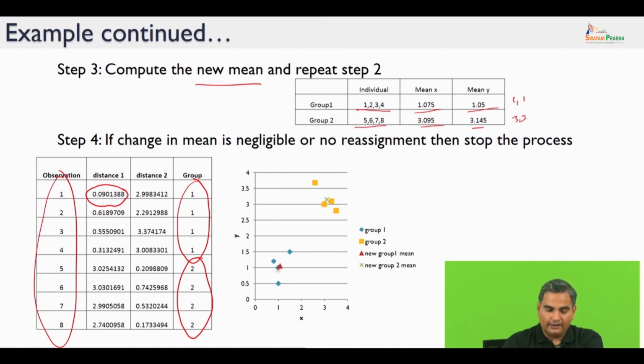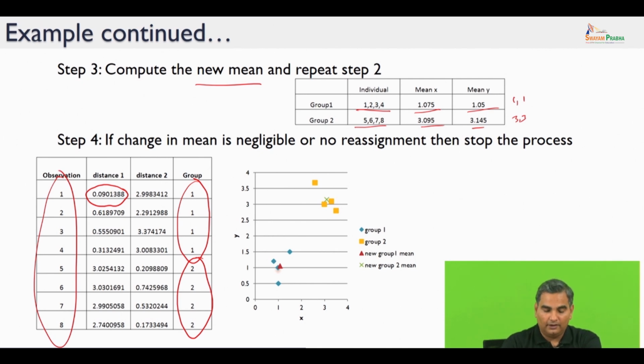So, if you again compute a mean, because the points have not changed, the mean is not going to change. So, even after this the mean will be the same. So, if you keep repeating this process, there is never going to be any reassignment. So, this clustering procedure stops.